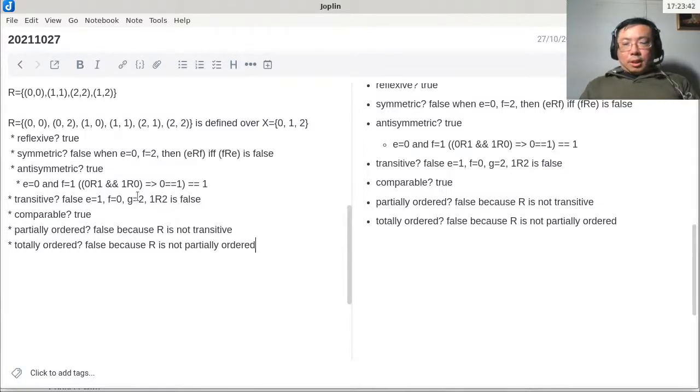Jonathan W is typing, so I'm going to wait until he's done. There we go. So which notes had the requirement for totally ordered?